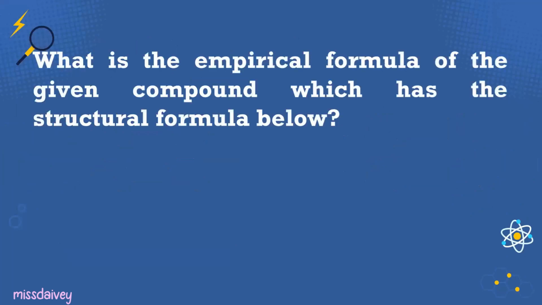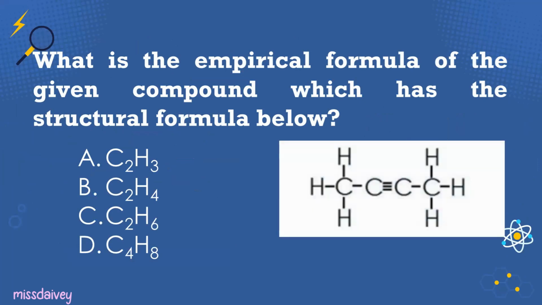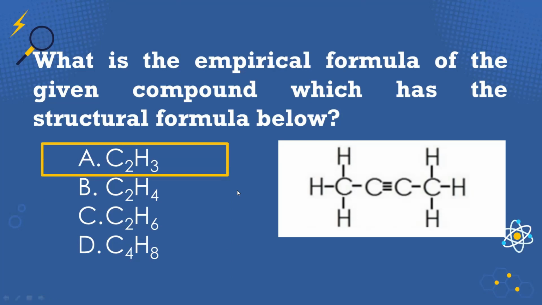What is the empirical formula of the given compound which has the structural formula below? Is it A, C2H3, B, C2H4, C, C2H6, or D, C4H8? And this is the structural formula. The correct answer is C2H3.